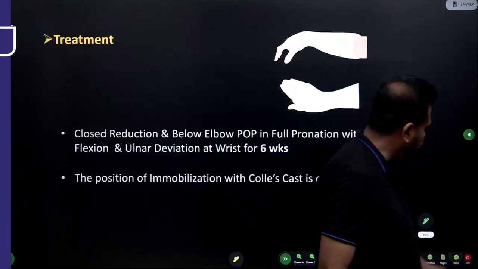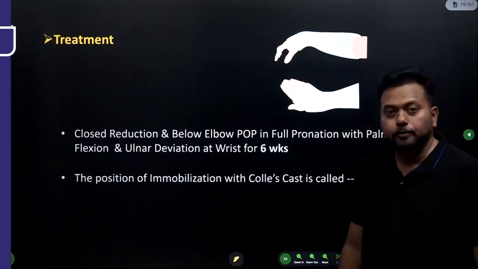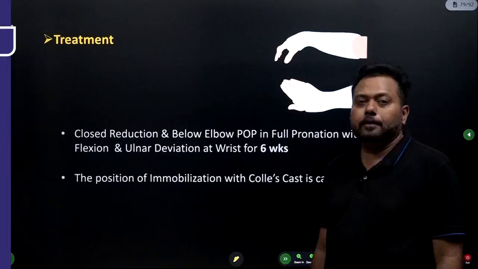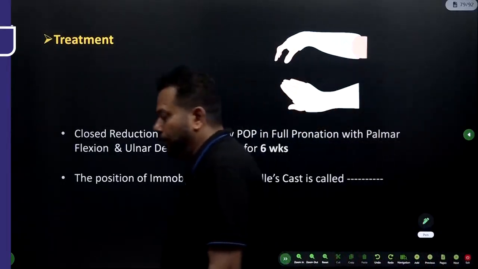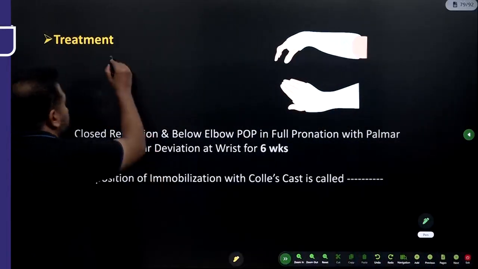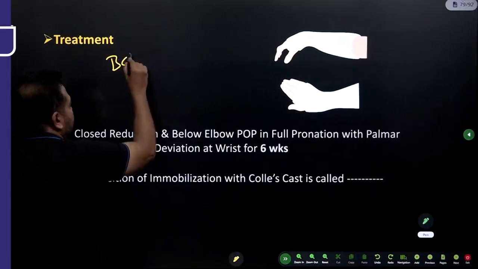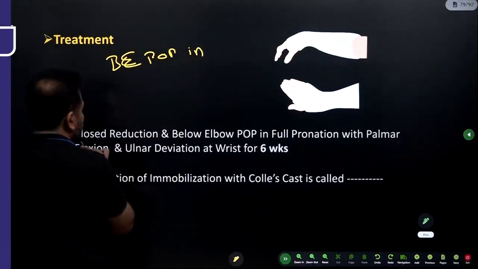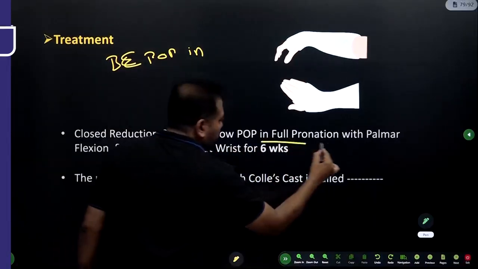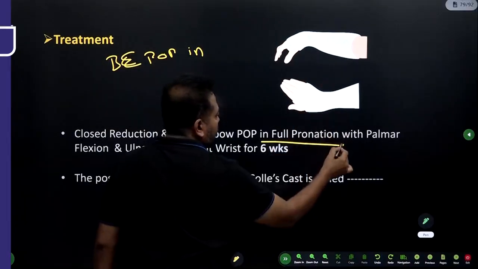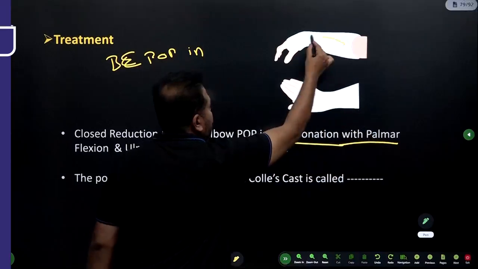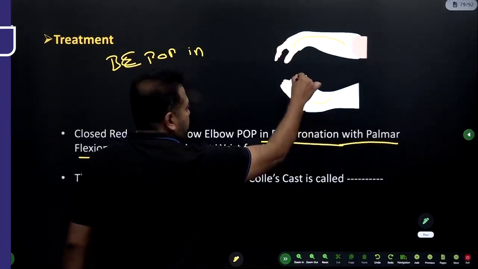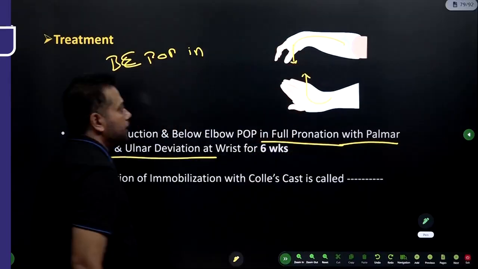Okay, dinner fork deformity. Then comes treatment of Colles fracture. Essentially conservative, like your fracture clavicle. So what is that? I am going to give a below elbow POP cast in closed reduction, below elbow POP cast in full pronation with palmar flexion and ulnar deviation.